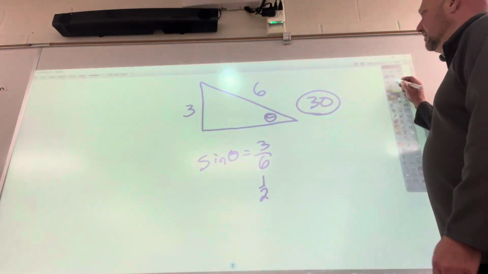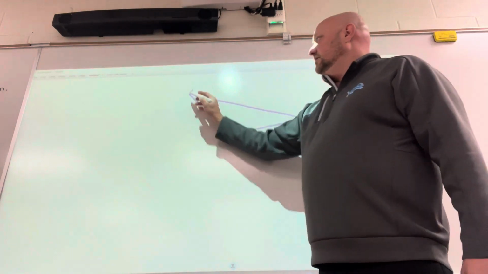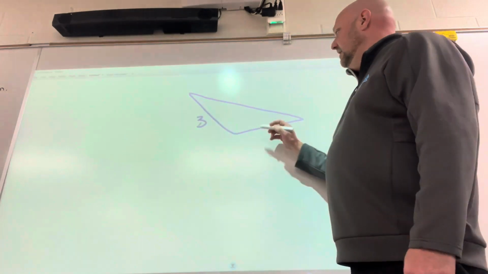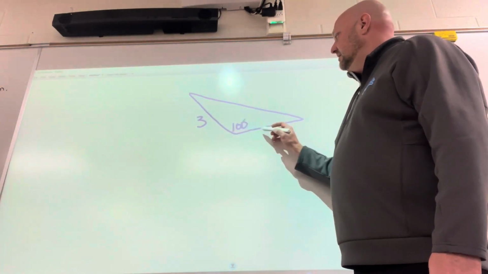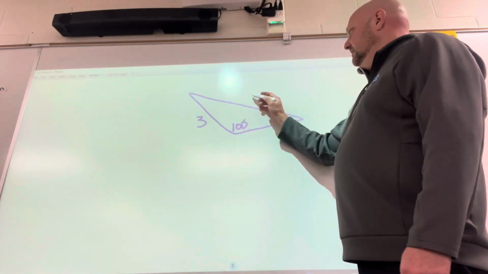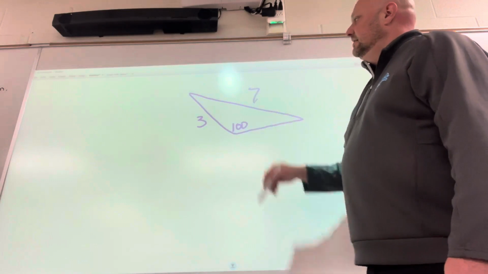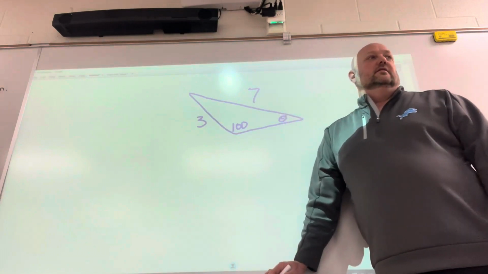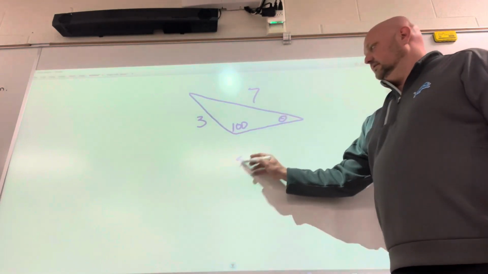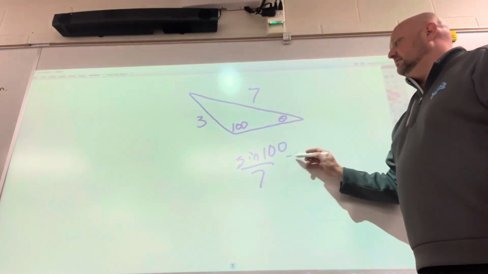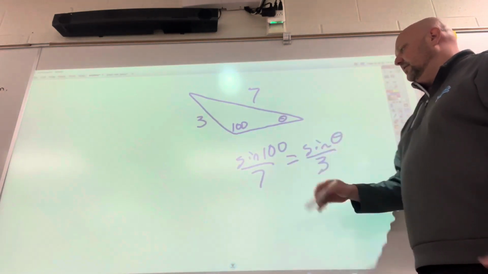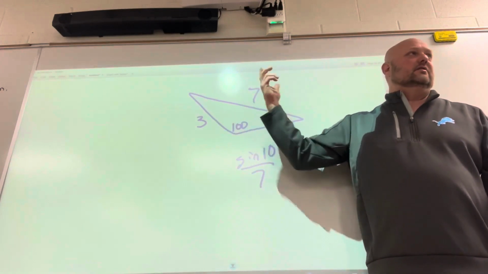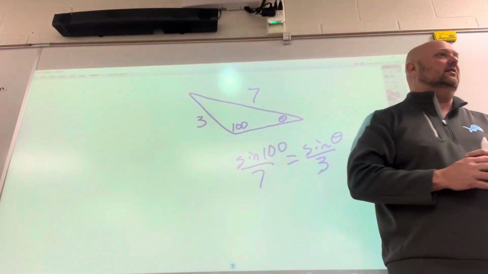Another thing that I will typically see on there is law of sines. I have not seen the law of cosines in a long time, but they will put something like this and say, find this angle. Well, sine of 100 is to 7 as sine of that angle is to 3. Butterfly. Technically this is an ambiguous case, but I gave you an obtuse angle, so there's only one solution. So make sure you know the law of sines as well.